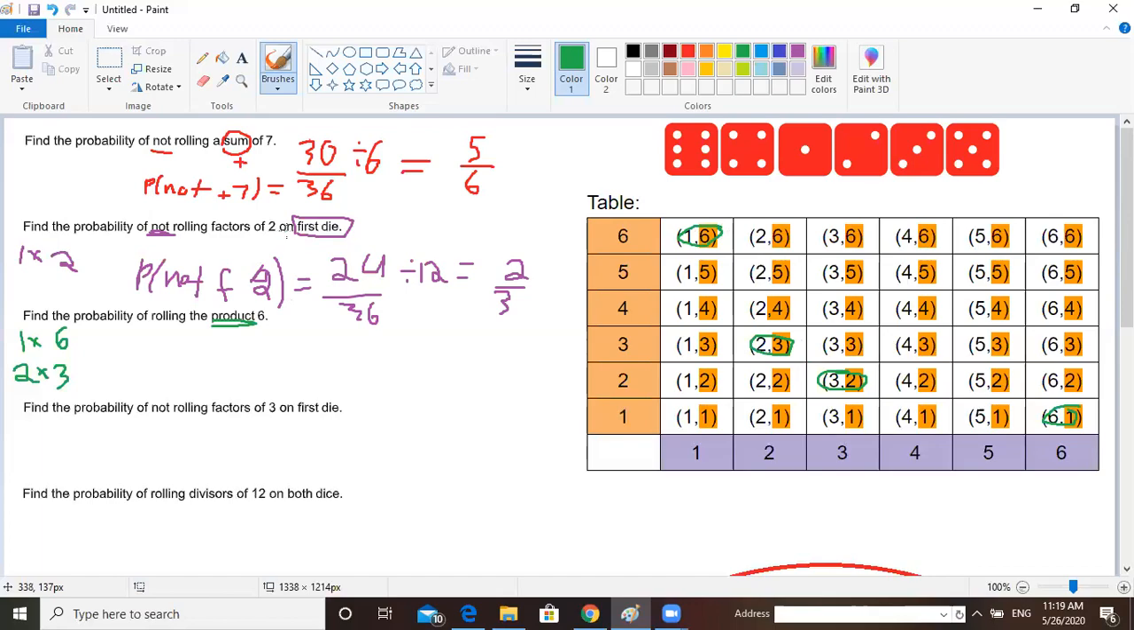So for the second one, over here it says first dice, so we only paid attention to the first dice. Over here, we didn't have to pay attention, so we're just going to select anything we had. So we had 4 over 36. We can divide this by 4 to get 1/9.